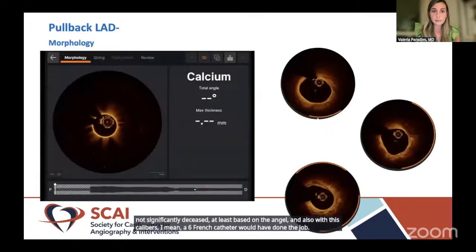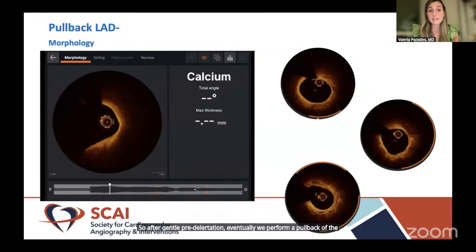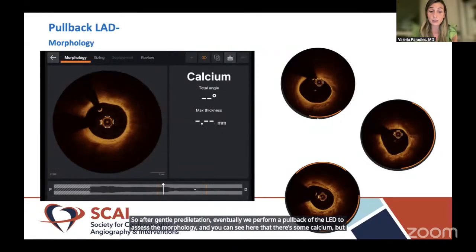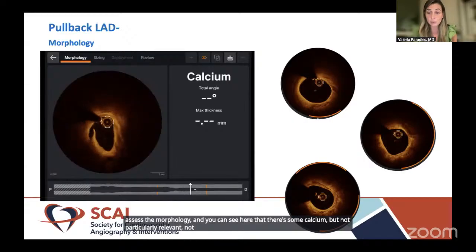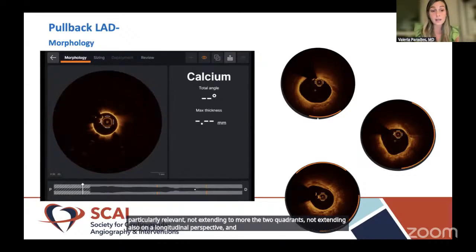So after gentle predilatation, we eventually performed a pullback in the LAD to assess the morphology. And you can see here that there's some calcium, but not particularly relevant, not extending to more than 2 quadrants, not extending in a longitudinal perspective, and not particularly thick.